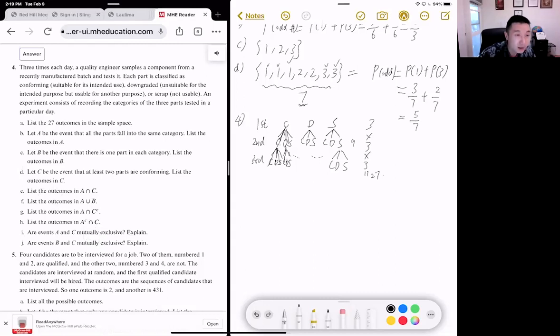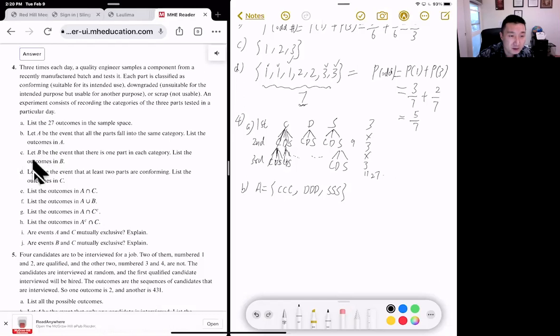Part B, A is the event that all the parts fall into the same category. So that's part B. It could be all three parts are conforming, CCC, or downgraded, DDD, or scrapped, SSS. Okay, so that's part B.